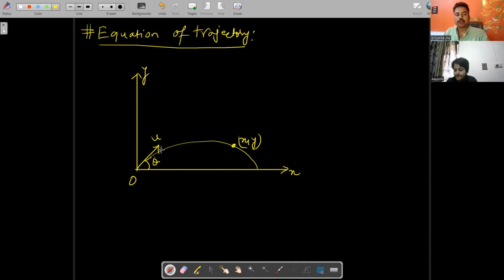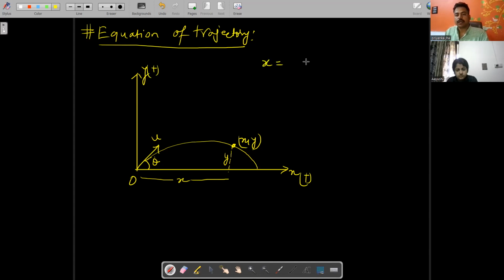Let's assume a particle is projected at initial speed u at some angle theta. It will follow a parabolic path. At any moment you can write the displacement along the x-axis and the displacement along the y-axis. Suppose this is the point that I want to talk about. For this point, this will be x, the displacement along the x-axis, and this will be y, the vertical displacement, right? So I have to write this x and y. Suppose this is the positive side and this is the positive side.